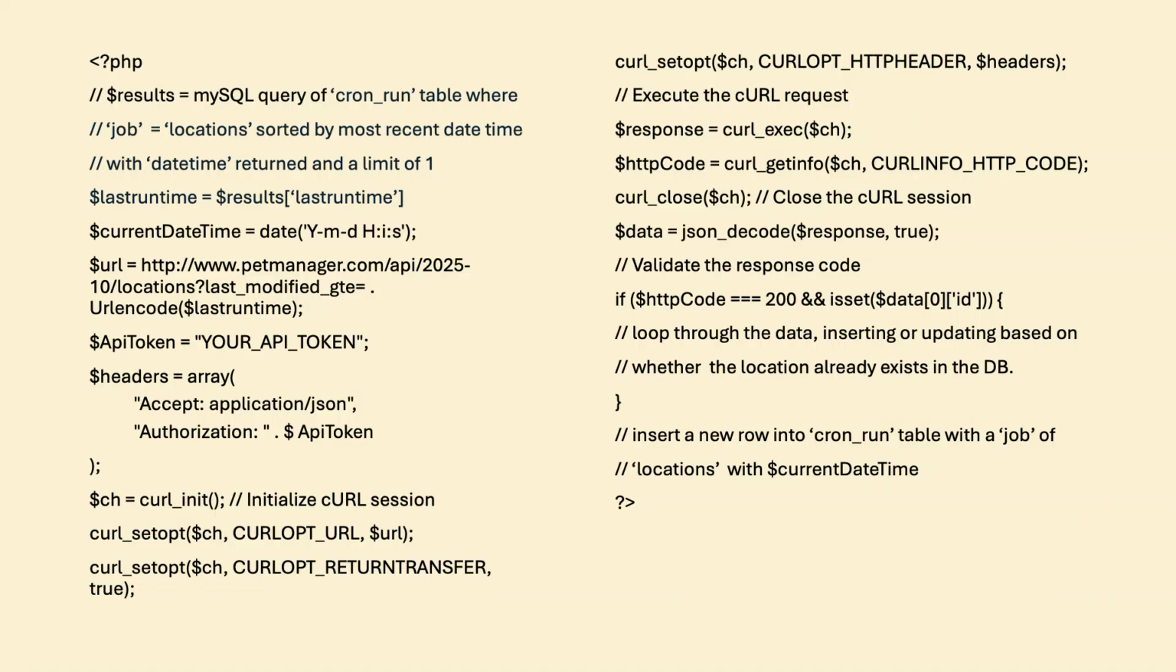And then I know that since I'm getting locations, this is going to be an array of locations. So I'm doing data 0 because I want the first record in there, and I'm checking for ID. So if I've got a real piece of data in there, then I'm going to loop through that data. In comments, I basically have what you'd fill in of how you'd work with that data. So I'm going to loop through it, inserting or updating based on whether the location already exists in the database.